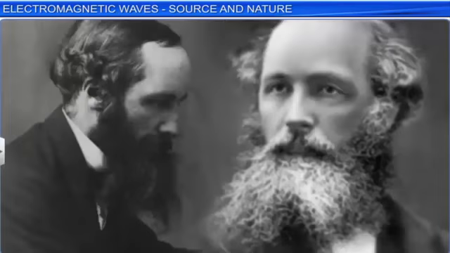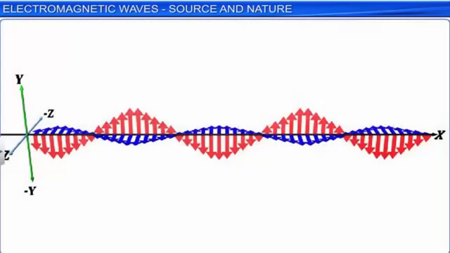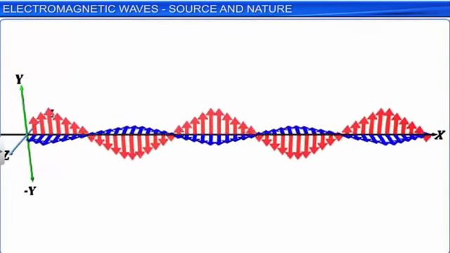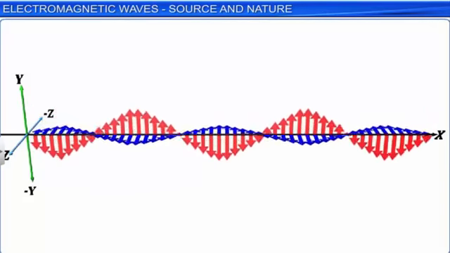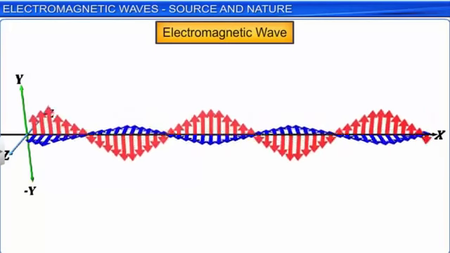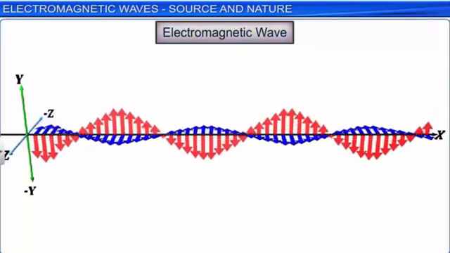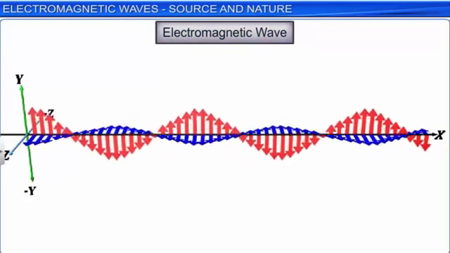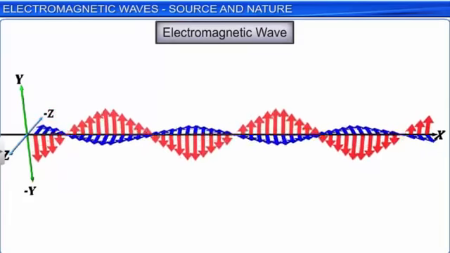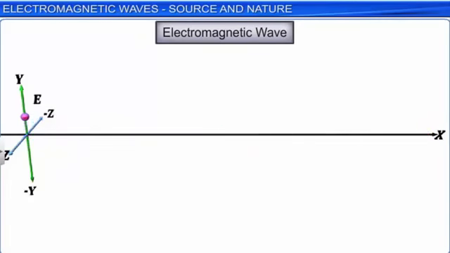But Maxwell explained that accelerating charges produce both an electric field and a magnetic field that varies with respect to time. And these fields propagate in the form of a wave called the electromagnetic wave. To explain the production of an electromagnetic wave, let us consider an oscillating charge, which refers to an accelerating charge, oscillating along the y-axis with some constant frequency.